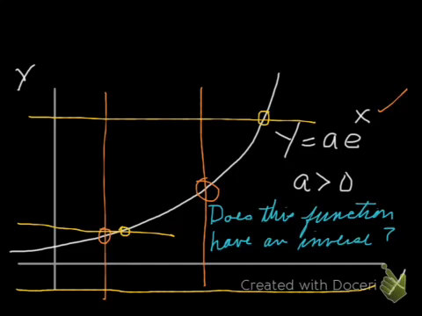Well, if horizontal lines cut the graph of the function at most once, we say the graph is the graph of a one-to-one function, and it will have an inverse. Now, how do we know that? We've already answered the question. We know that because this graphic passed the horizontal line test.